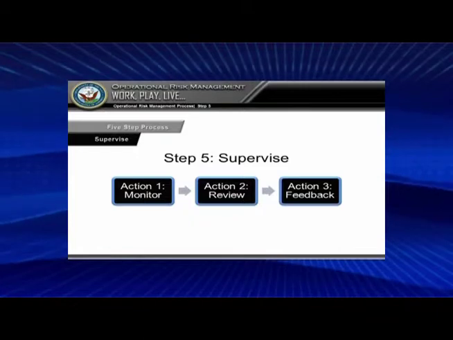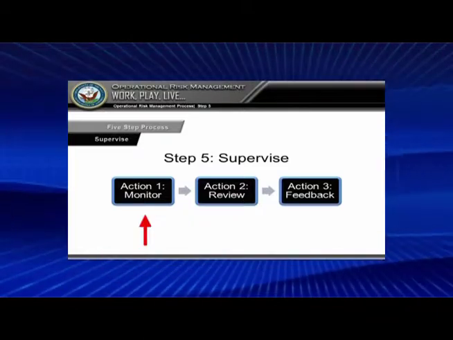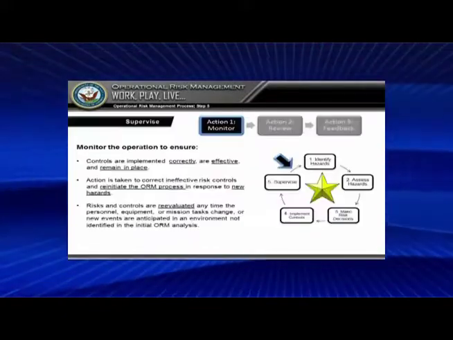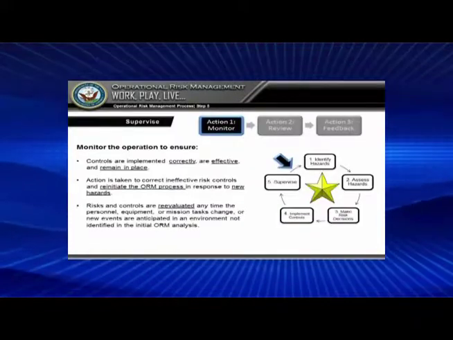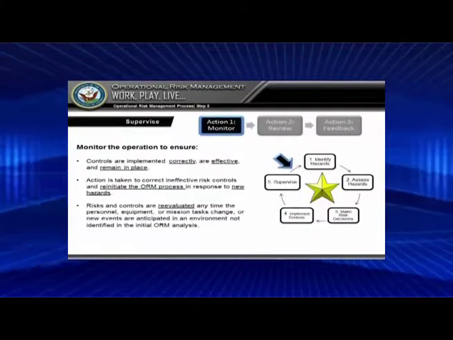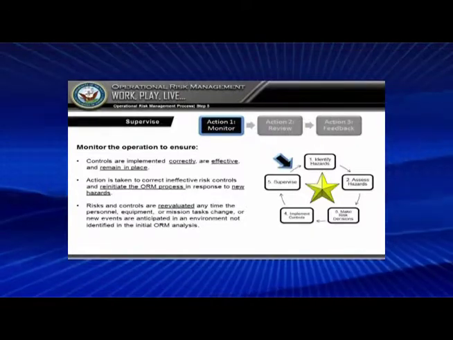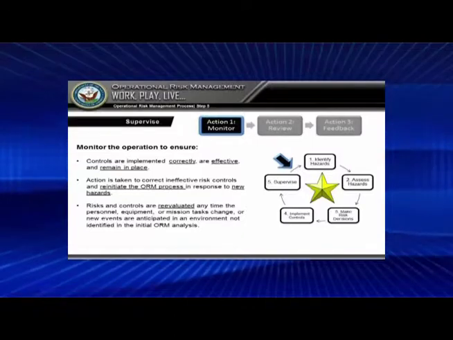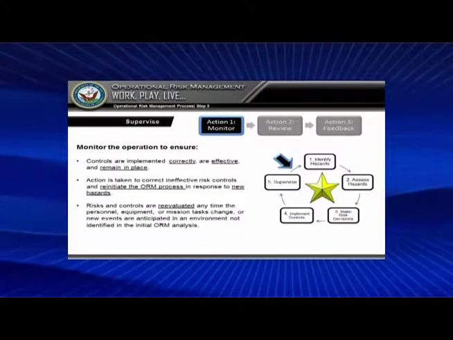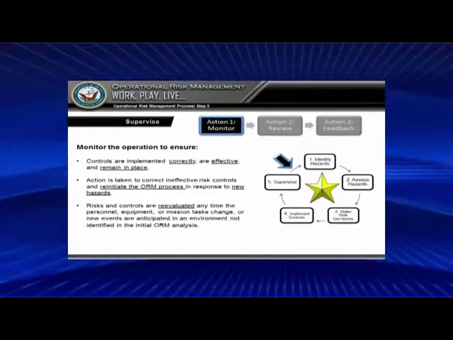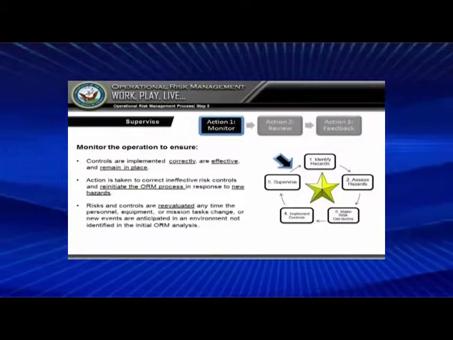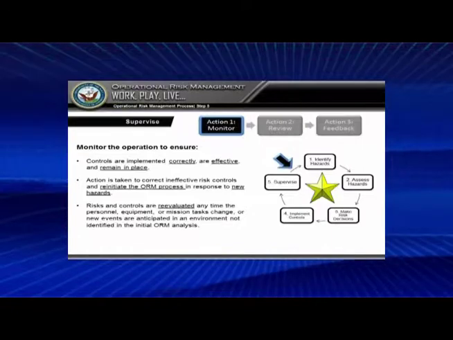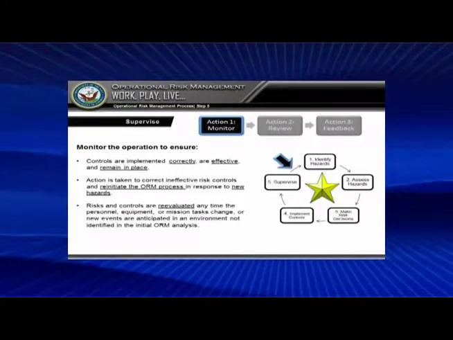When we're supervising, we want to make sure that we monitor, review, and get the appropriate feedback. So when we're looking at the controls that we've implemented, are they the correct controls, are they effective, and do they remain in place through the process? The other thing we want to talk about is, as we're going through this, did we identify any new hazards that we might need to reevaluate and implement controls or assess the risks?